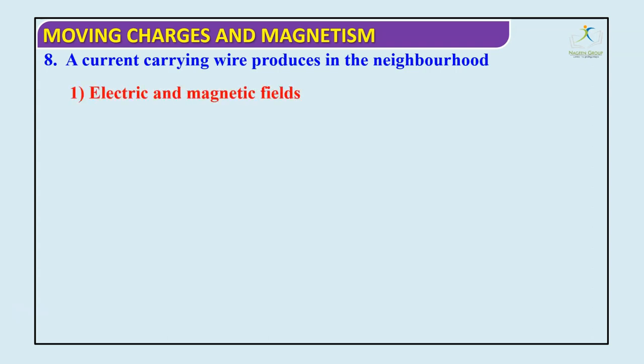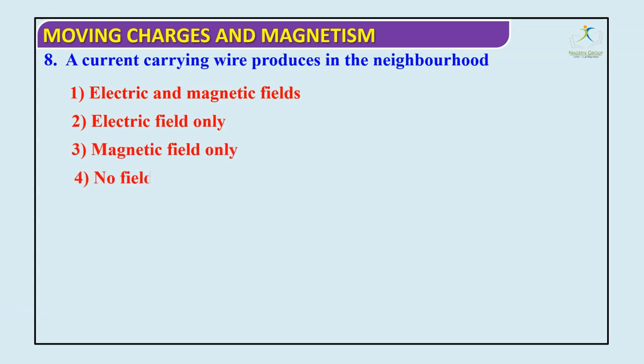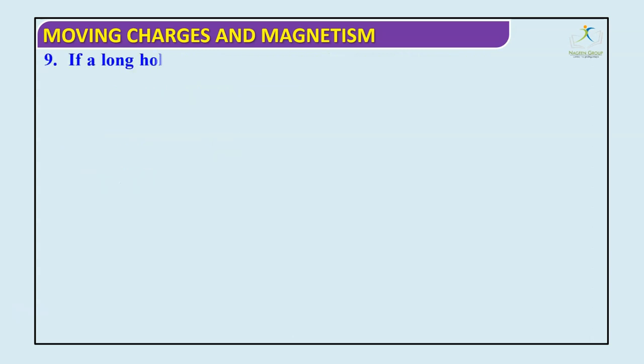Now, next question we have: a current carrying wire produces in the neighborhood electric and magnetic field, electric field only, magnetic field only, no field. So the correct answer for this question is magnetic field only. If I'm just taking a current carrying wire in a neighborhood, it will be carrying only magnetic fields.